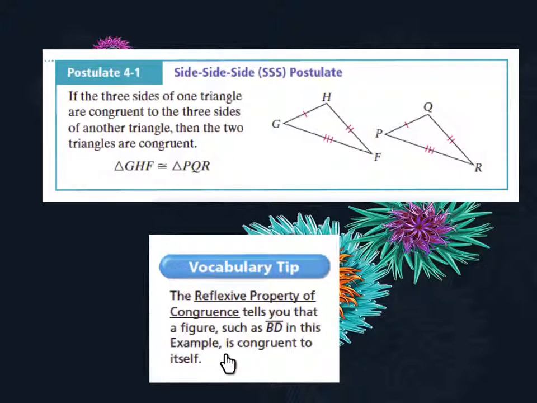And here's a vocabulary tip for you. The reflexive property of congruence tells you that a figure such as BD in the next example is congruent to itself. So I'll show you what I mean by looking at a triangle. They're actually talking about when a triangle is connected. So we can say when 2 triangles are connected.